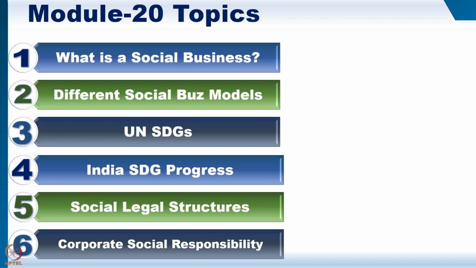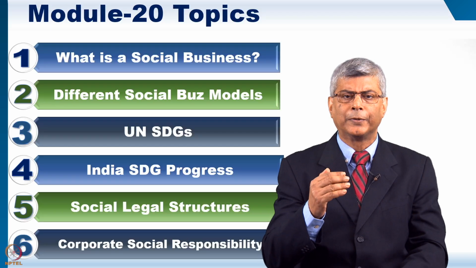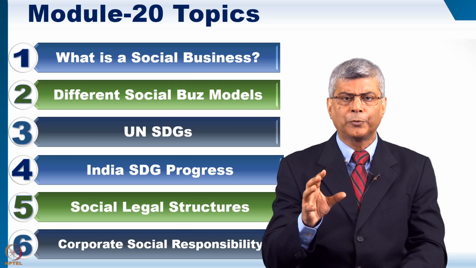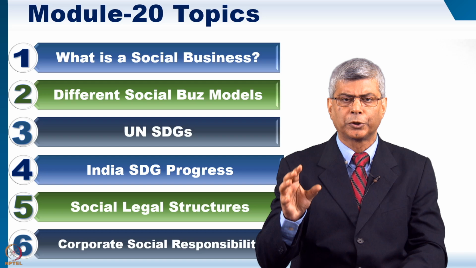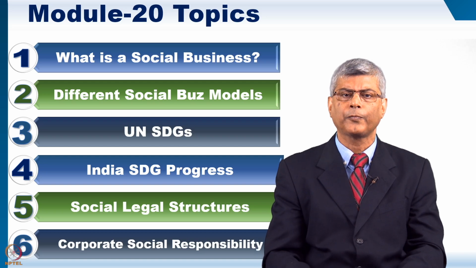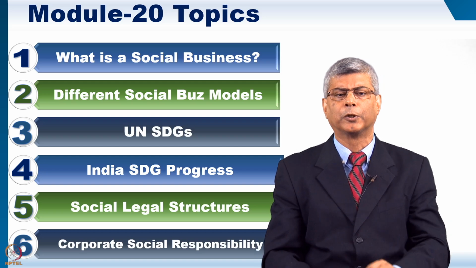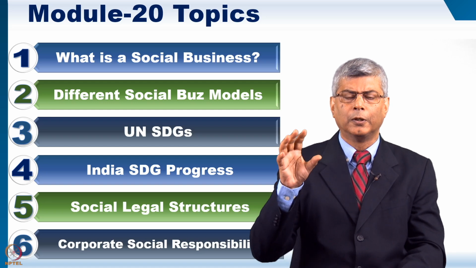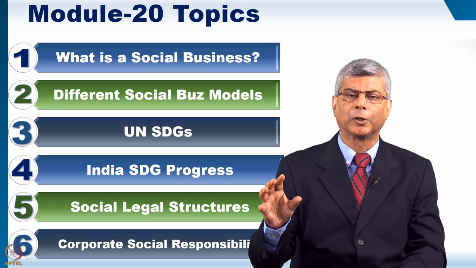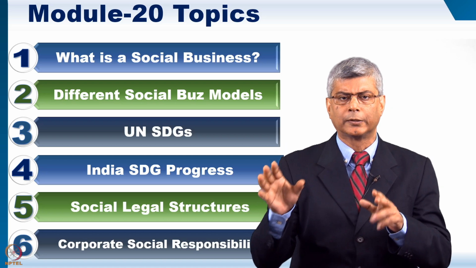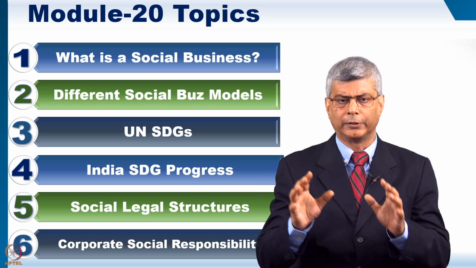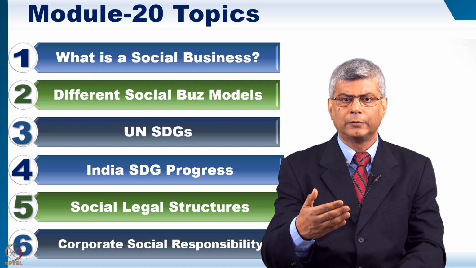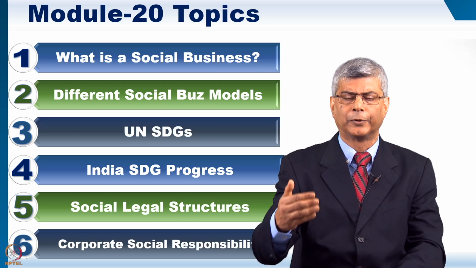In this module, we will cover, as always, 6 topics. We'll start with what is a social business, different types of social business models. We'll then get into the objectives of social business model, which is around United Nations Sustainability Development Goals, which is UN SDGs. We'll then look at how India as a country is progressing versus those goals.